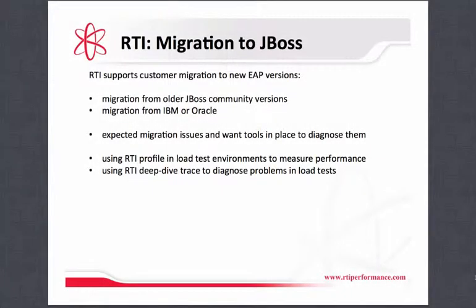A number of customers are using RTI to support their migration to new versions of EAP. The customers are either migrating from very old versions of JBoss Community Editions, or they're even migrating from competitive products. The customers expect there'll be issues migrating their applications to the new environment, and they want tools in place to be able to diagnose the problems. The customers use RTI profiling in their load test environments to get an overall picture of their performance and spot poorly performing transactions. Then they move to the RTI deep dive trace to diagnose the specific problems.